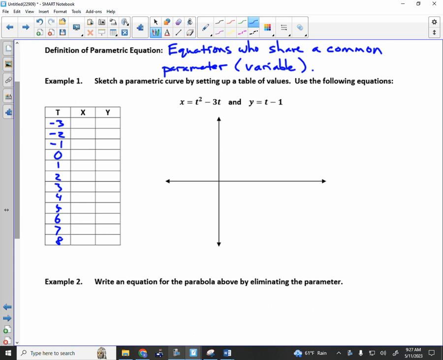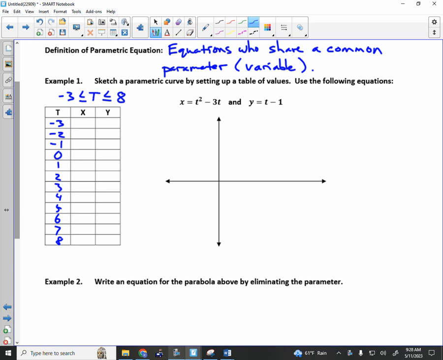One thing you want to be able to do is create a table of values, okay? Right now I've created a table of values for -3 ≤ t ≤ 8. I've used that as my domain for t. Those are the values I've chosen to use. If the problem tells you to use from 0 to 2, then use 0, 1, and 2. But I've chosen to use from -3 to 8. And now I'm going to create a chart here.